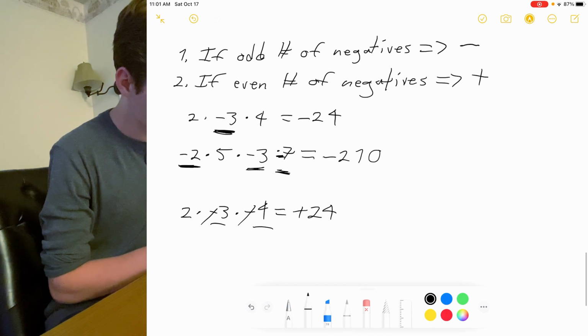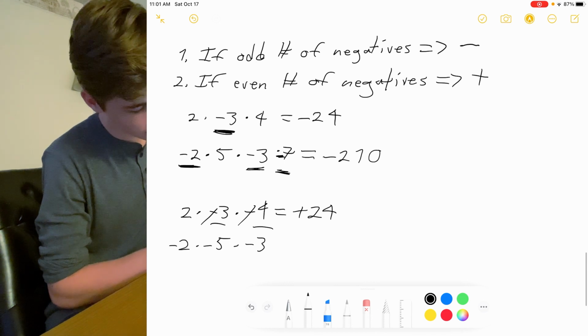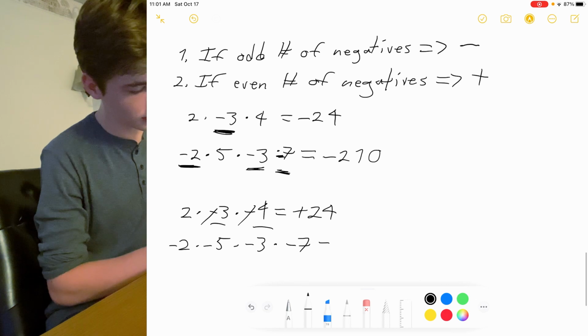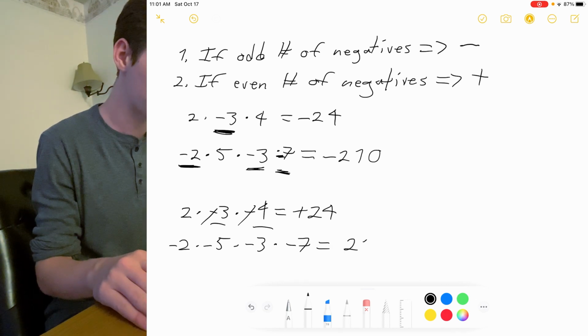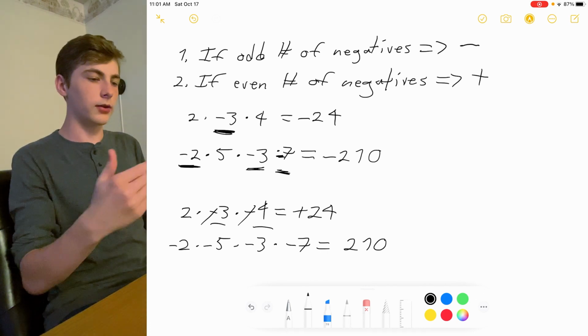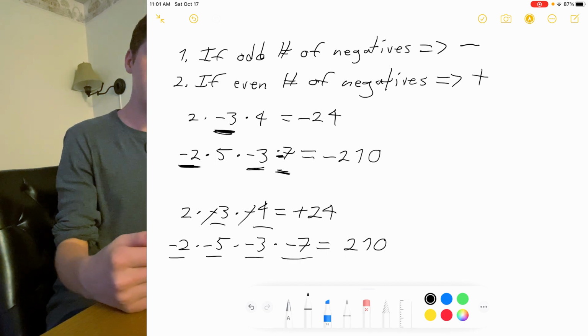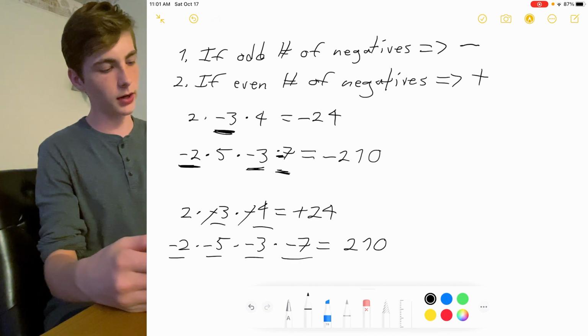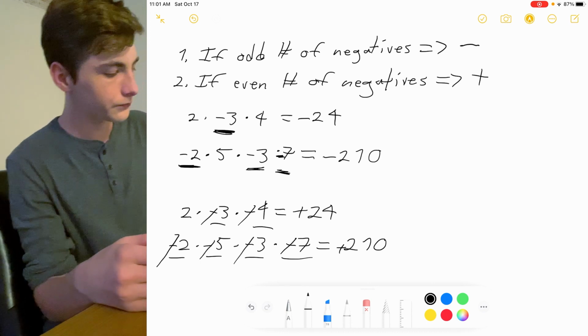Okay, let's say we have negative 2 times negative 5 times negative 3 times negative 7. Again, 2, 5, 3, 7, that multiplication is going to be the same. It's going to be 210 here. But now we're going to ask, do we have an odd or an even number of negative signs? And that's going to be 1, 2, 3, 4. 4 is even, so the answer is going to be positive, again, because these negatives cancel each other out.